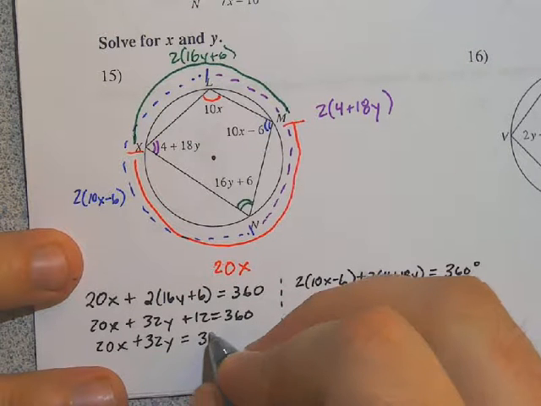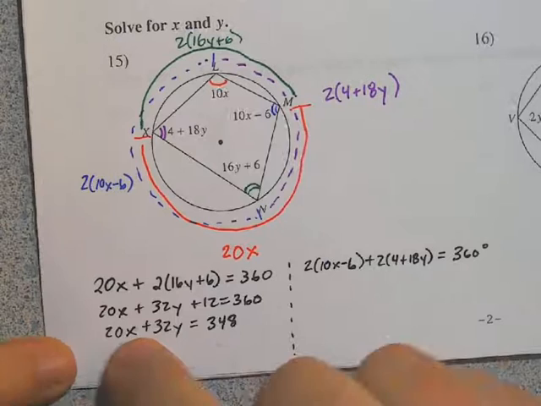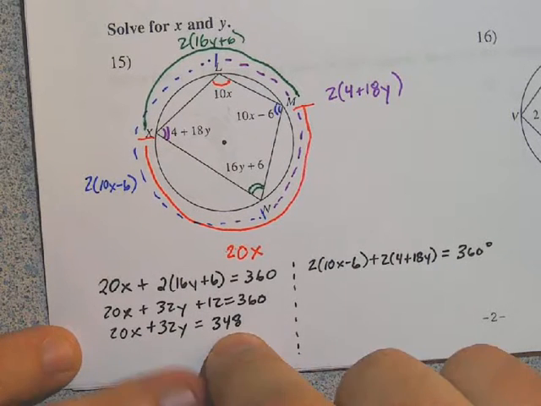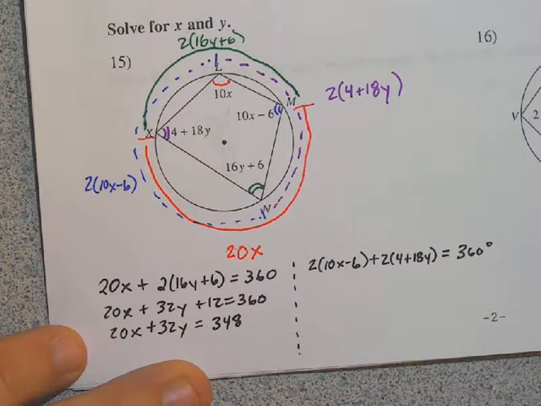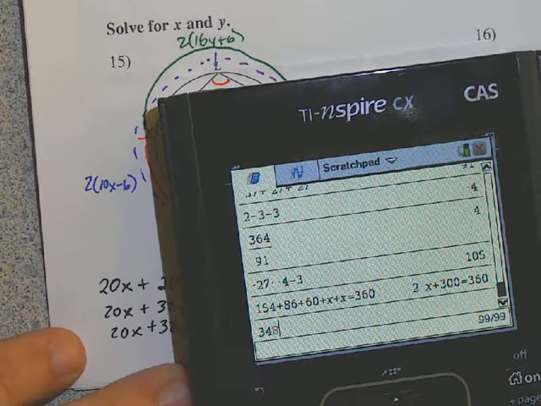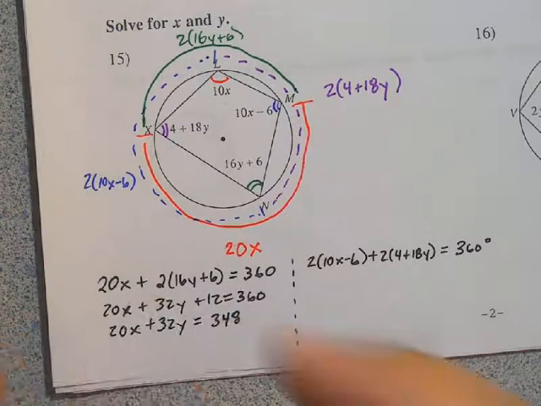20x plus 32y plus 12 equals 360. Subtract 12 from both sides. 20x plus 32y equals, let's see, that's going to be 348. Okay. Now, I really don't want to have to deal with big numbers, so I'm going to divide the common numbers on both sides. I know 4 goes into 20, 4 goes into 32. I think 4 goes into 348. So I'm going to just go ahead and do that in my calculator.